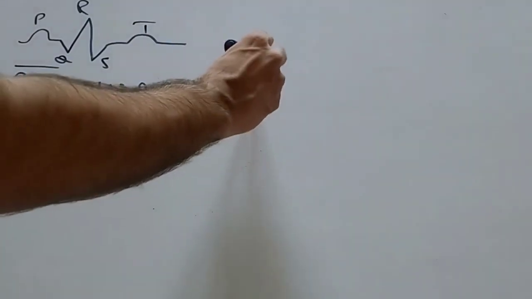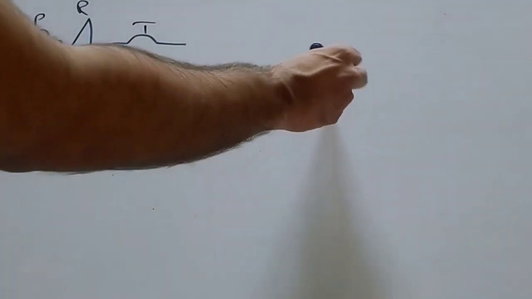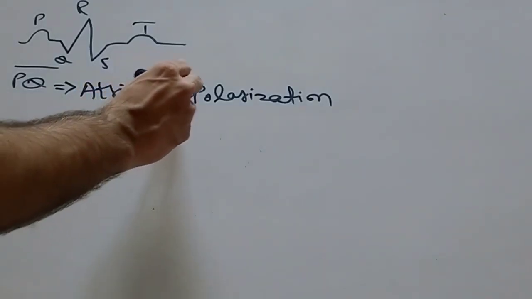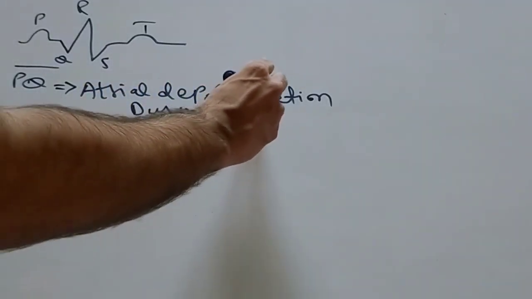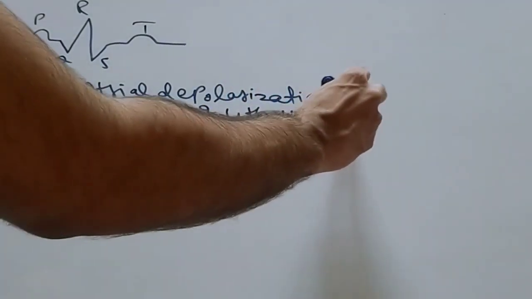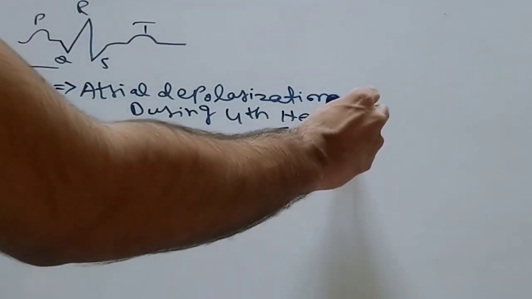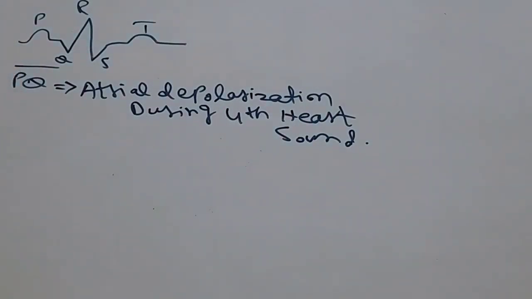Now talking about segments first, the first segment we have got is the PQ segment. Now what does this PQ segment demonstrate to us? The PQ segment actually demonstrates the atrial depolarization, and it appears during the fourth heart sound. This is all about the PQ segment.